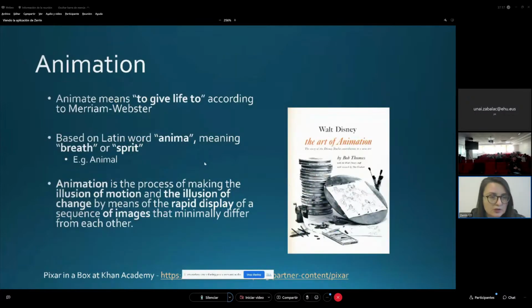So I want to start a little bit from the basics, because this is about motion and animation. So what is the word animation about? Animate means give life to, according to the Merriam-Webster dictionary. And the word comes from the Latin word anima, meaning breath or spirit, like the word animal.